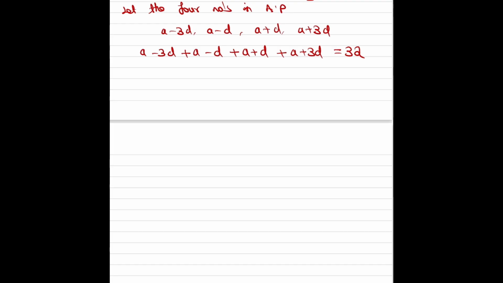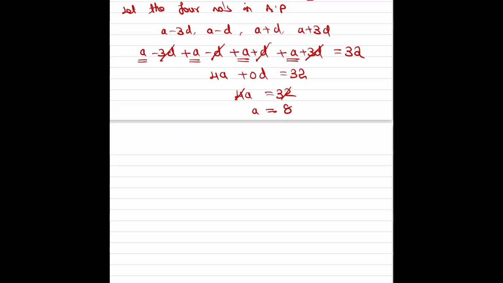Now add this A. So 4 times, 4A. This minus D plus D cancel. So this also cancels. Plus 3D minus 3D. So therefore 0D, equal to 32. 4A equal to 32. A equal to 8.